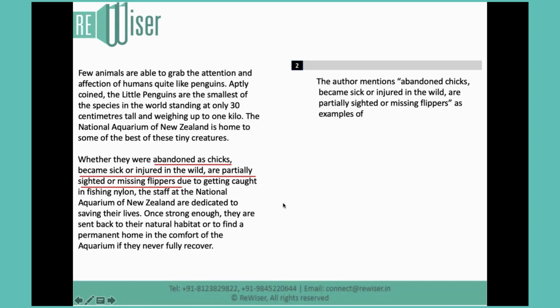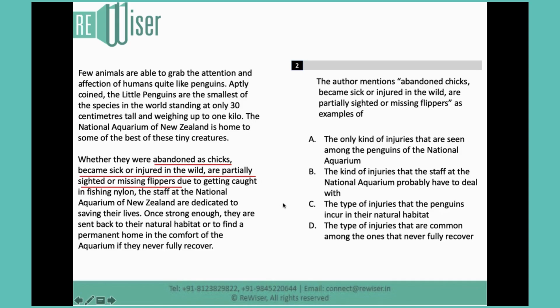I'll keep that much information with me and then look at my answer options. A says, the only kind of injuries that are seen among the penguins of the National Aquarium. These are the injuries. Has it been mentioned in the passage that they're the only kind of injuries? Be wary of these kinds of extreme words.